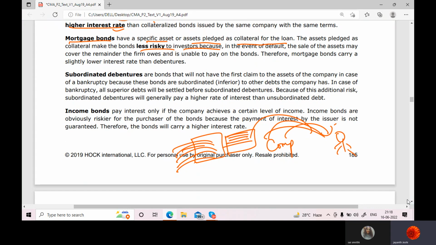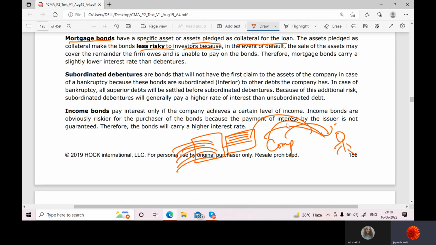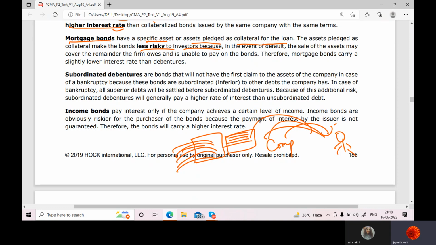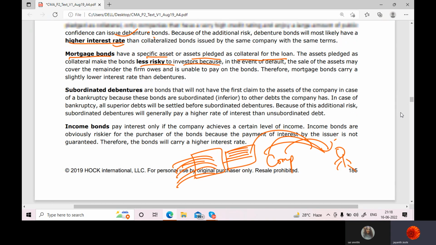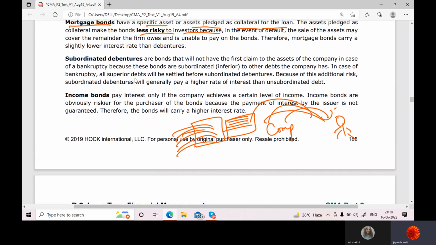So there's less chance of having a high risk on these bonds. Even if the banks which have issued these bonds default, the bondholders can sue them and drag them to the court of law, and can claim their money by selling the assets of the company.